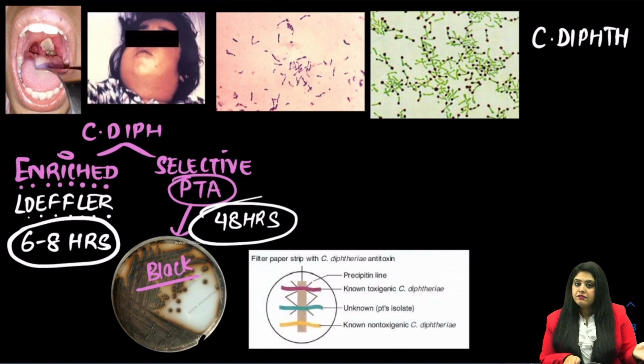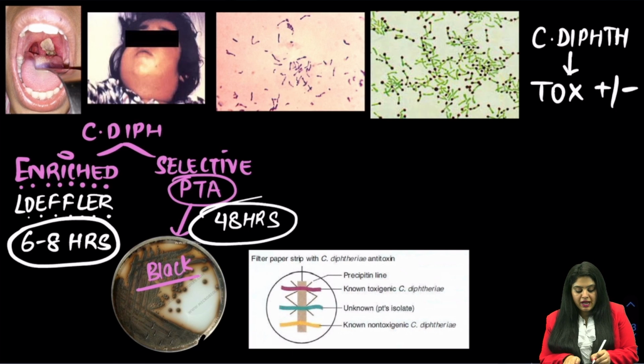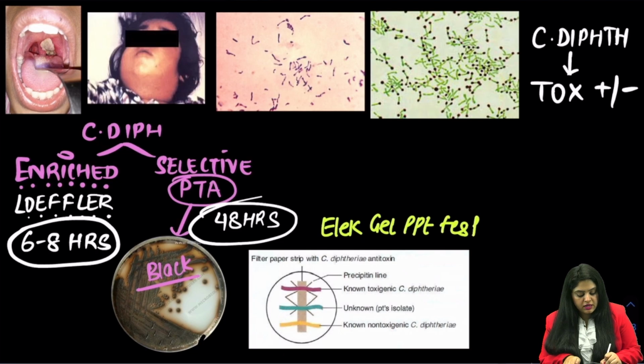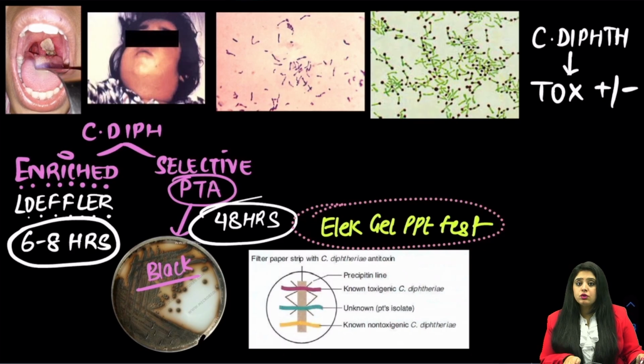Finally, you're talking about Corynebacterium diphtheriae. Some of them will have a toxin, some of them will not have a toxin. So if you want to know whether the toxin is present or absent, what is the test that you will be doing? I will be doing the Elek gel precipitation test, which is going to tell me whether toxin is there or not there. And how do I analyze that?